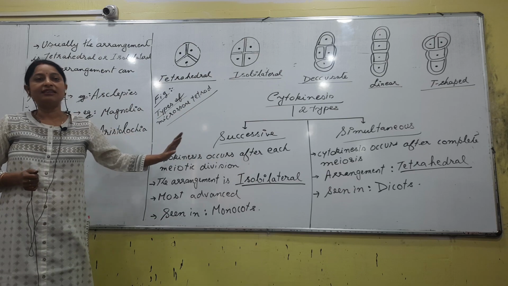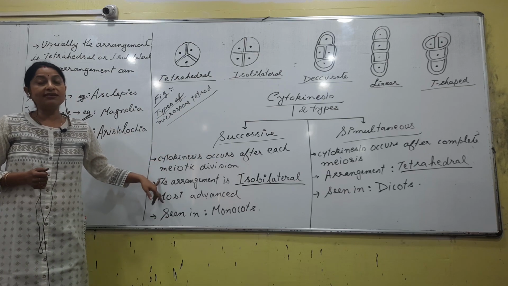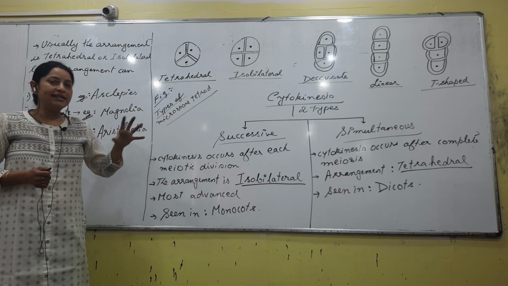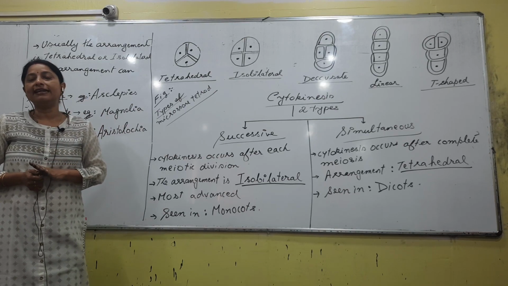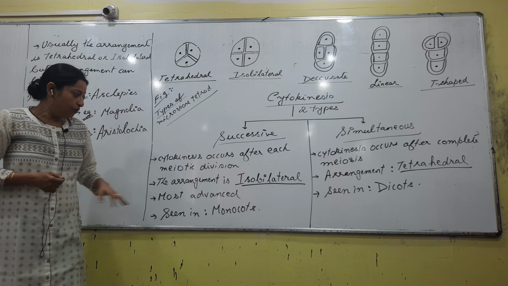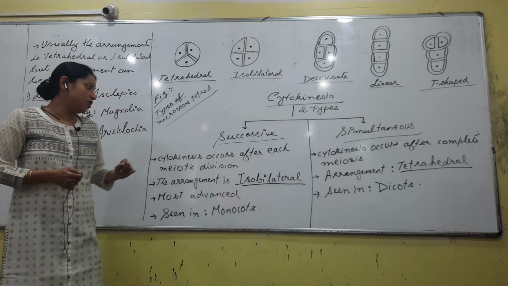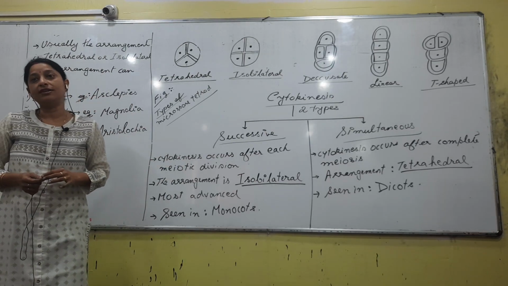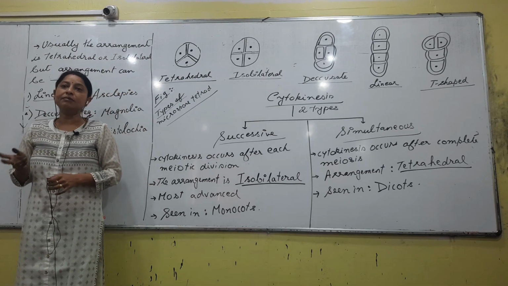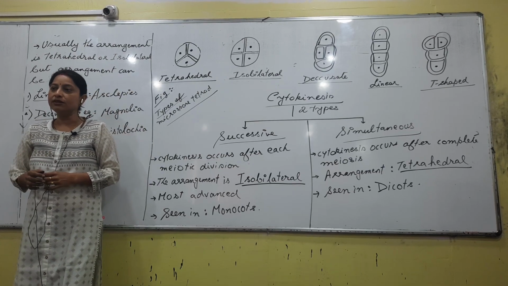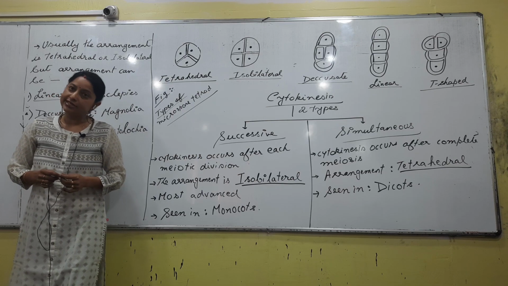What is the basic difference that we are writing down? What is the difference? We have written a line: cytokinesis occurs after each meiotic division. What does this line tell us? Meiosis has how many parts? Two parts: meiosis 1 and meiosis 2, right?